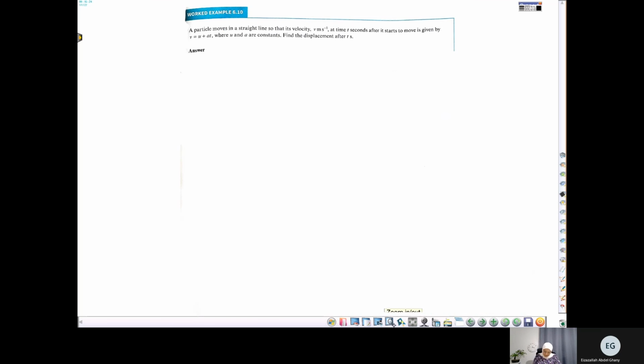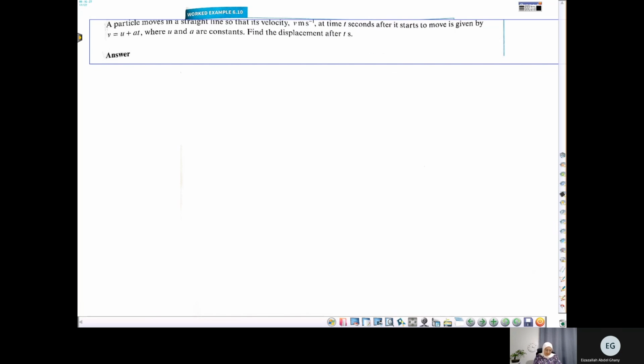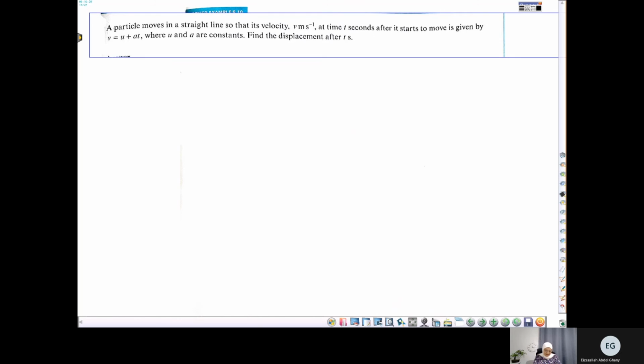A particle moves in a straight line so that its velocity v meters per second at time t seconds after it starts to move is given by v equals u plus at. It's the basic formula in kinematics, you remember? Where u and a are constants.